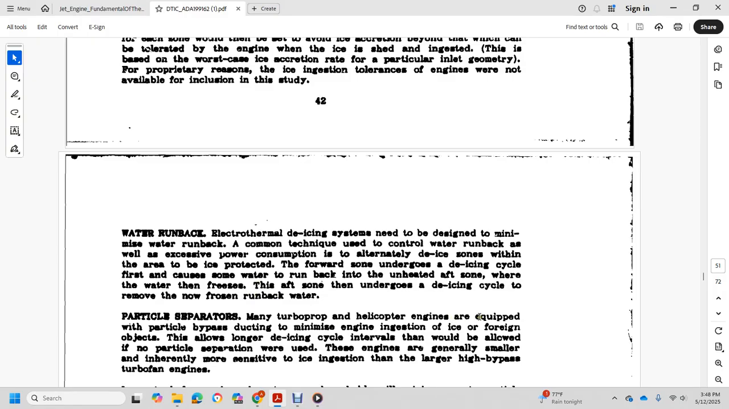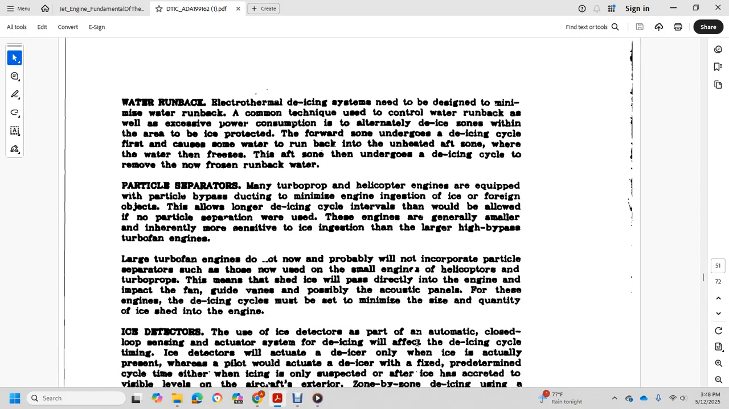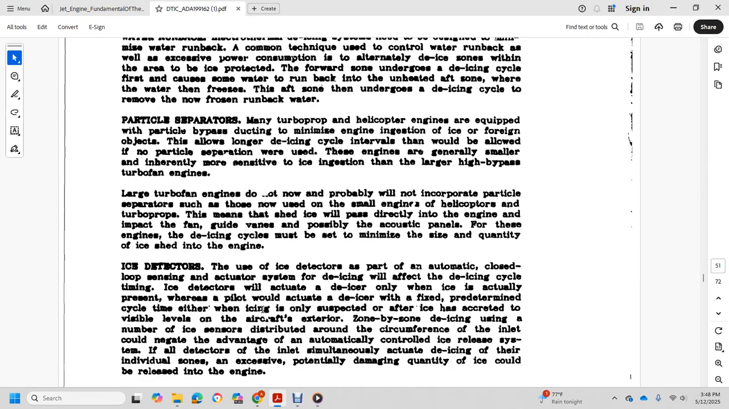Particle separation. Many turboprop and helicopter engines are equipped with a particle separator bypass duct, with minimum engine ingestion of ice or foreign objects, which allows longer de-icing cycle intervals. These engines are generally small but inherently more sensitive to ice ingestion. Large high-bypass turbofan engines do not incorporate particle separators like those used in small helicopter and turboprop engines. This means the ice will pass directly into the engine, impact the fan guide vanes, and possibly the acoustic panel. For these engines, the de-icing cycle must be set to minimize the size and quantity of ice shed into the engine.